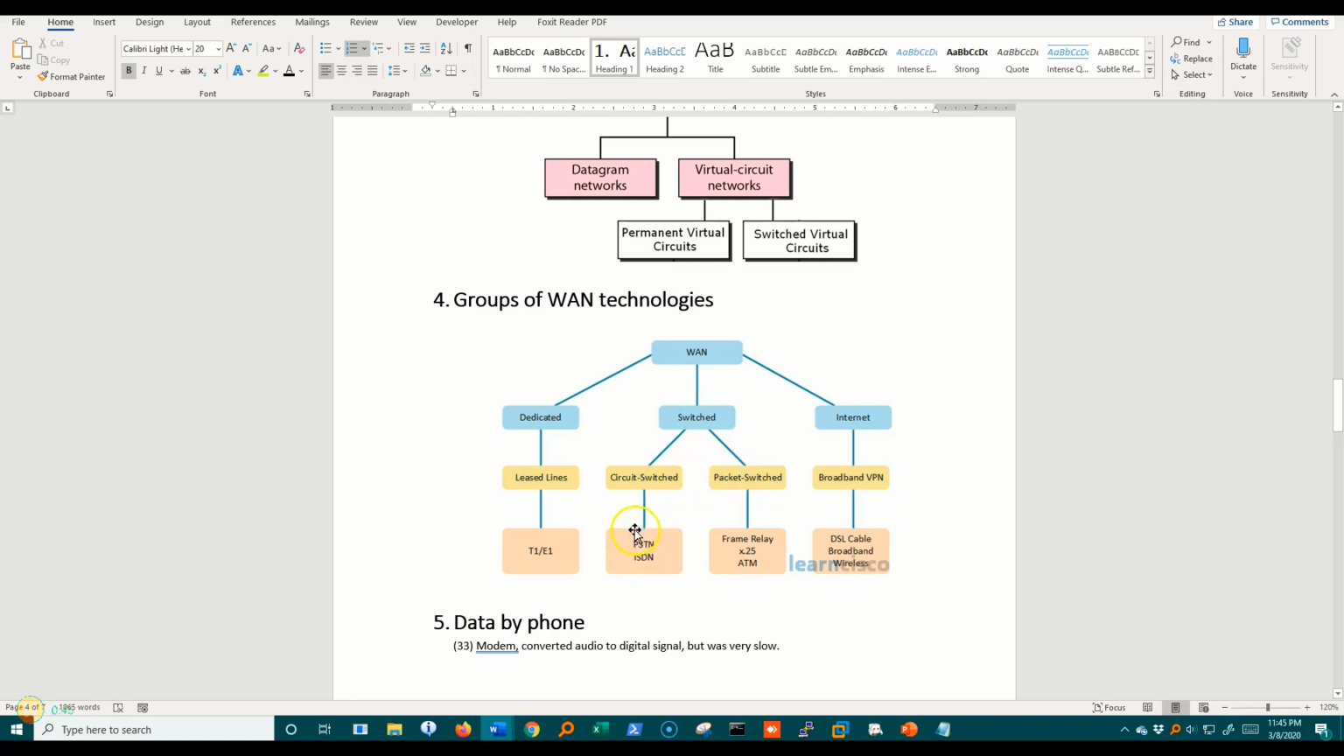Circuit switching has the plain old telephone system, or the public switch telephone network, and something called ISDN that we're going to look at in a moment. Packet switching has such things as frame relay, X25, and ATM.